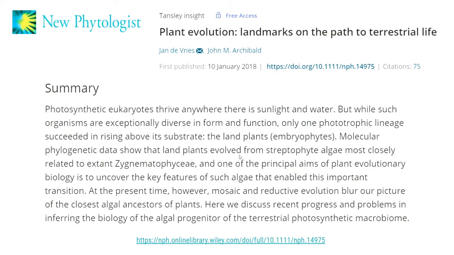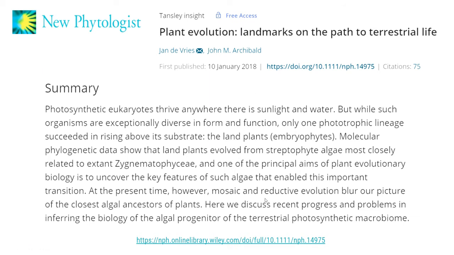Now this one is a research paper written by John DeVries and published in New Phytologist. It shows us plant evolution, or the landmarks on the path to terrestrial life. This was published in 2018. What he says here is that molecular phylogenetic data show that land plants evolved from streptophyte algae, most closely related to extant Zygnematophyceae. One of the principal aims of plant evolutionary biology is to uncover the key features of how modern plants evolved from such algae.